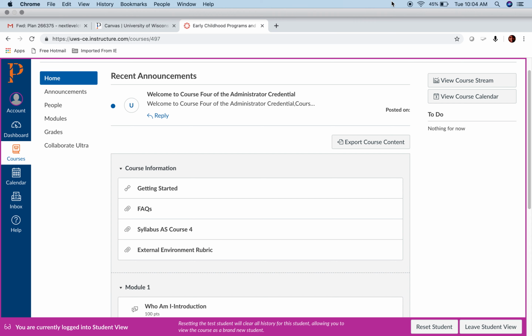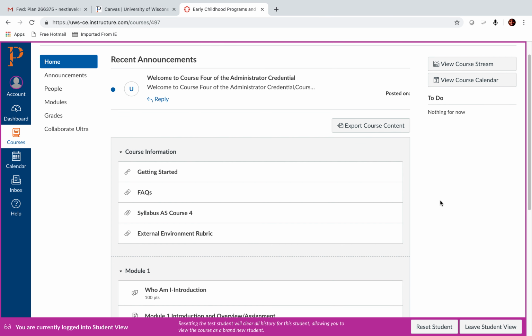I am going to do this recording so that you will know what to do in course 4, and that is early childhood and the external environment. So this is what you should see when you actually log on to Canvas. We have this area over here where it says home, announcements, people, modules, grades, and collaborate.